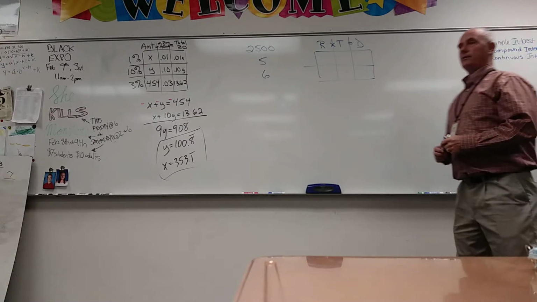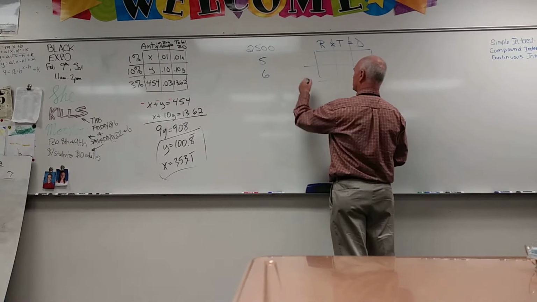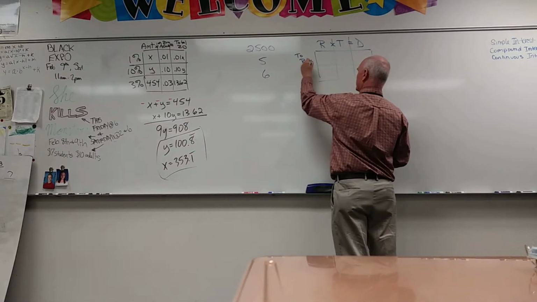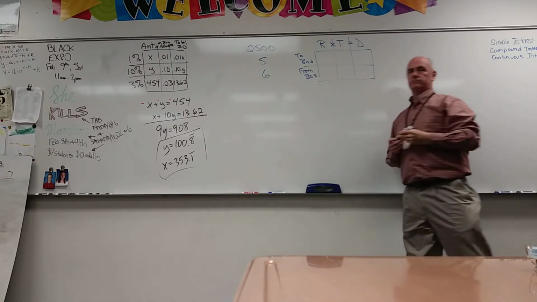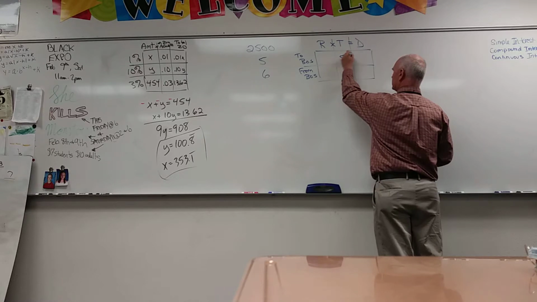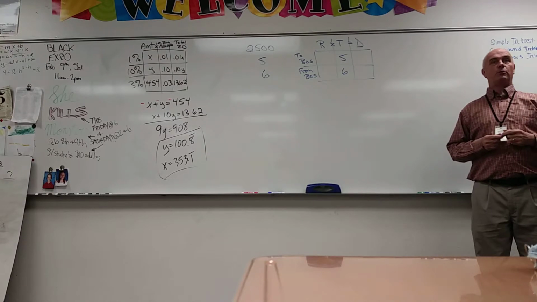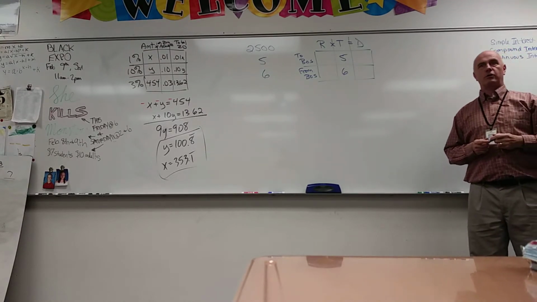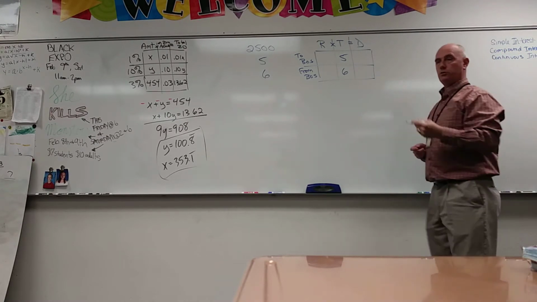Down the left-hand side, what's going to go there? To Boston. From Boston. Which column is going to be really easy to fill in here? Time. Tell me about the time. 5 and 6. Now we have to deal with rate. And the problem is that there are two different rates. This is going to be consistent in the problems that you're going to do for homework.